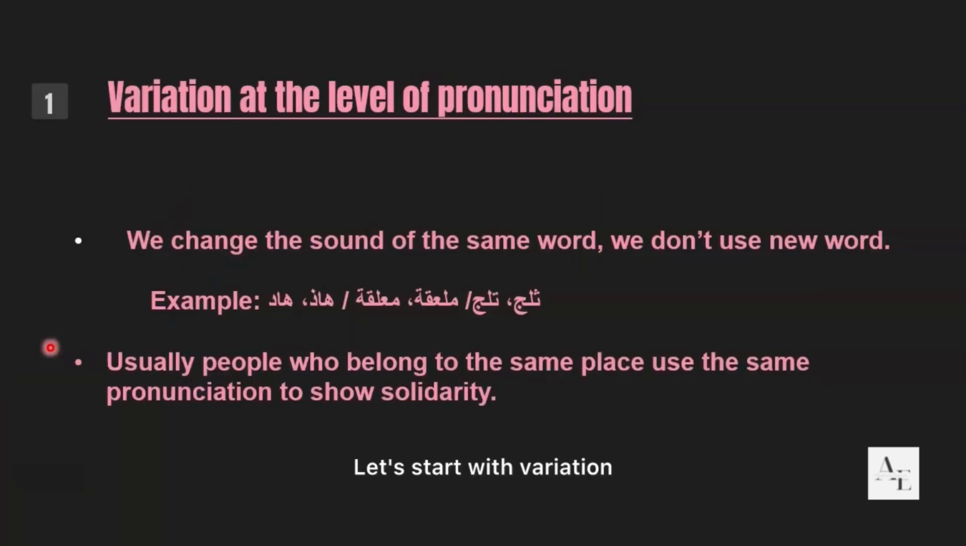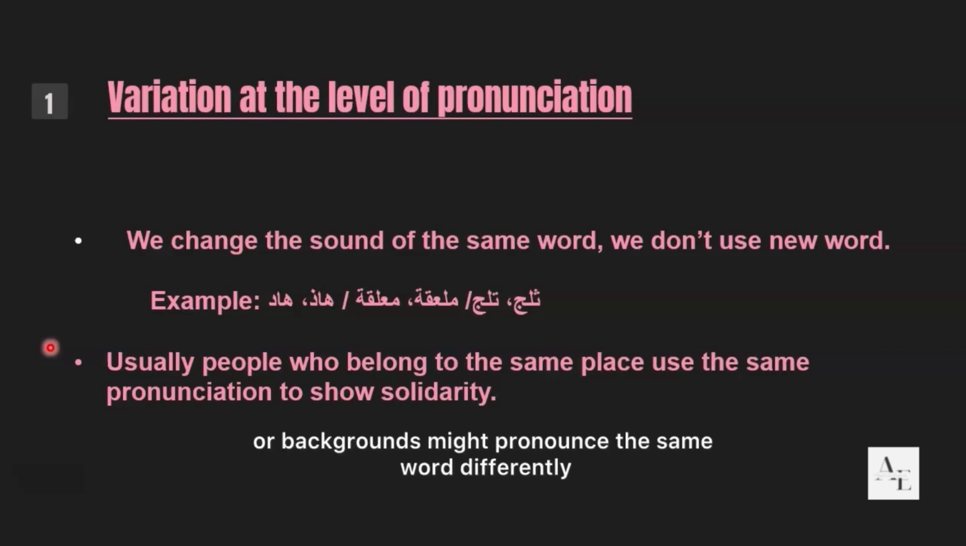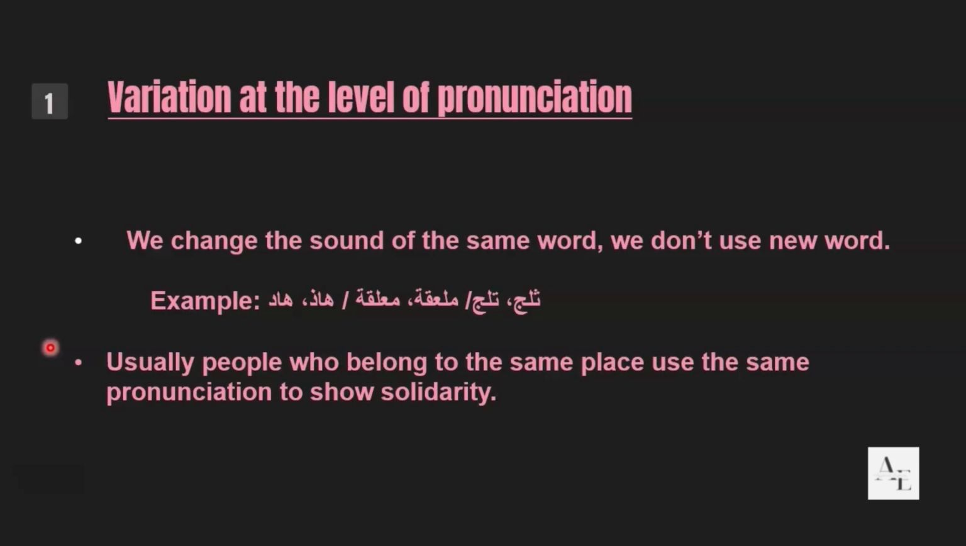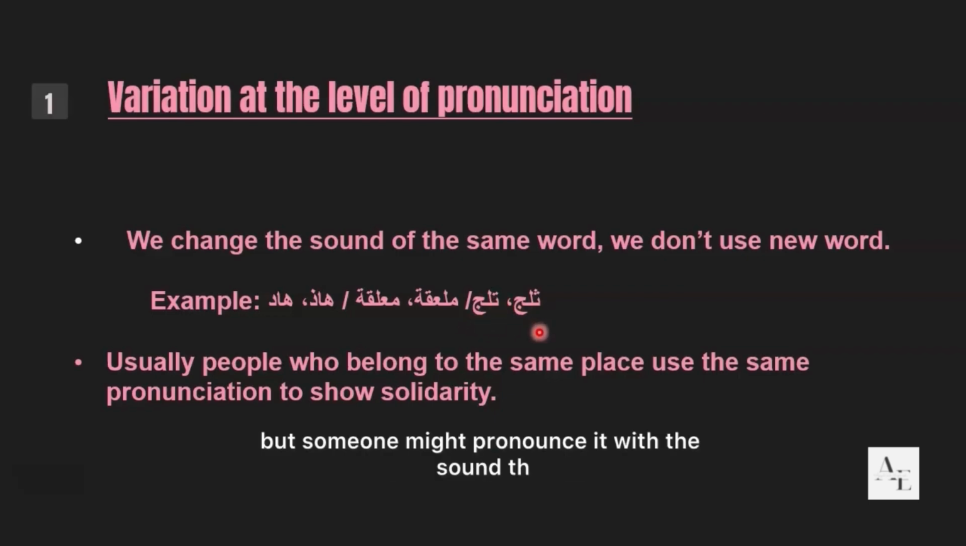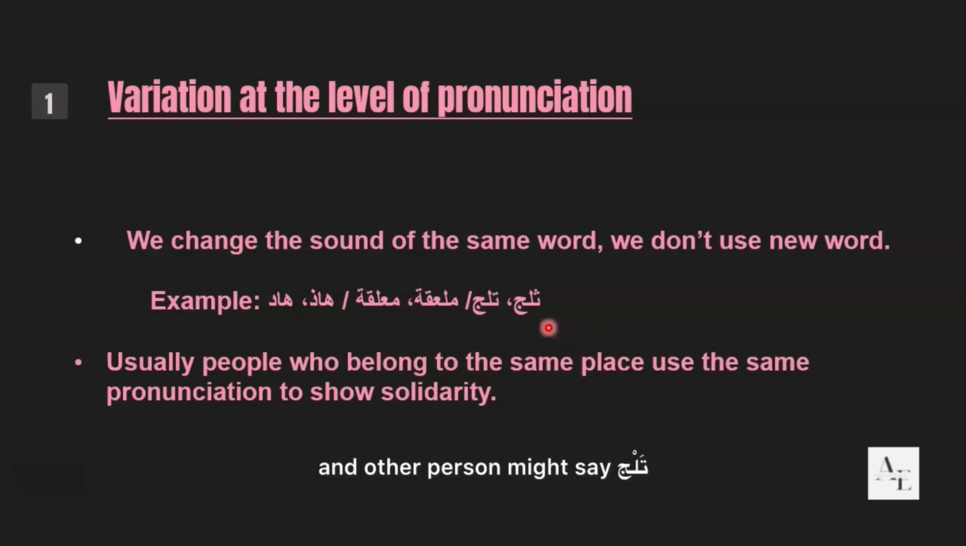Let's start with variation at the level of pronunciation. This level deals with how we say words. People from different regions or backgrounds might pronounce the same word differently. So, we change the sound of the same word. This point is very important, that we deal with the same word. For example, we here have the word ثلج or تلج. It is the same word, but someone might pronounce it with the sound th, and another person might say تلج with a t sound. We have ملعقة or معلقة.